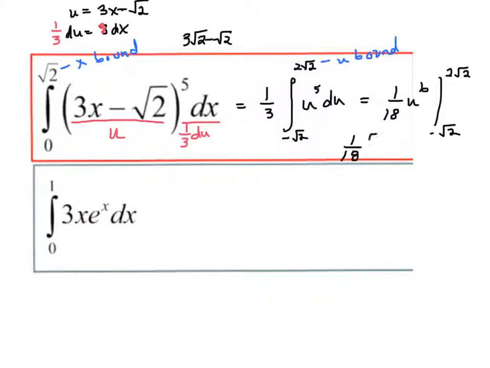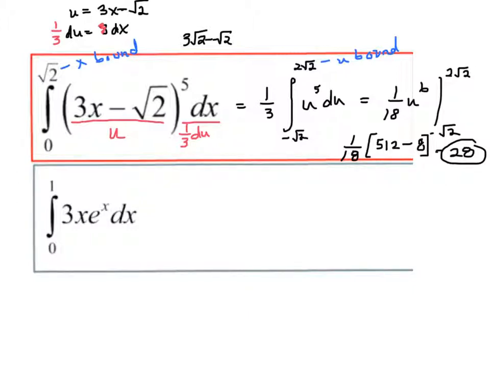You get 512. You plug in negative root 2 to the sixth power, and you get 8. So 512 minus 8 is 504, divided by 18 is 28. So that's the area under the curve.